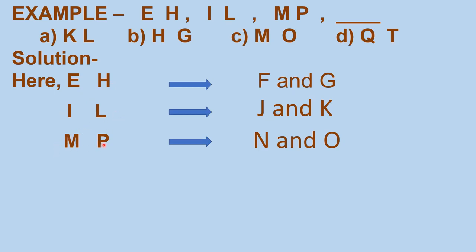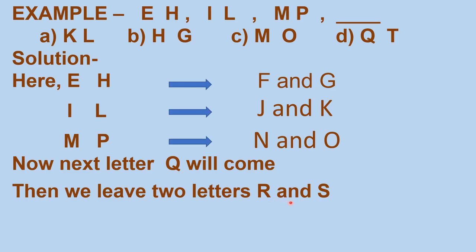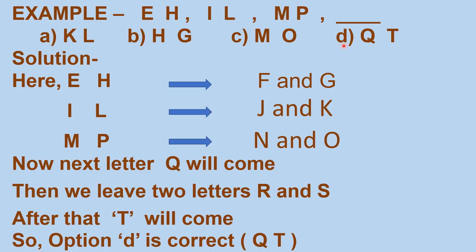So after P which letter comes? That is Q. So next letter should be Q, and after Q we have to leave two letters, that is R and S, and after that which letter comes? T. So what should be in this blank? That is Q and T, and Q and T is another option in option number D. So option number D is correct, Q and T.